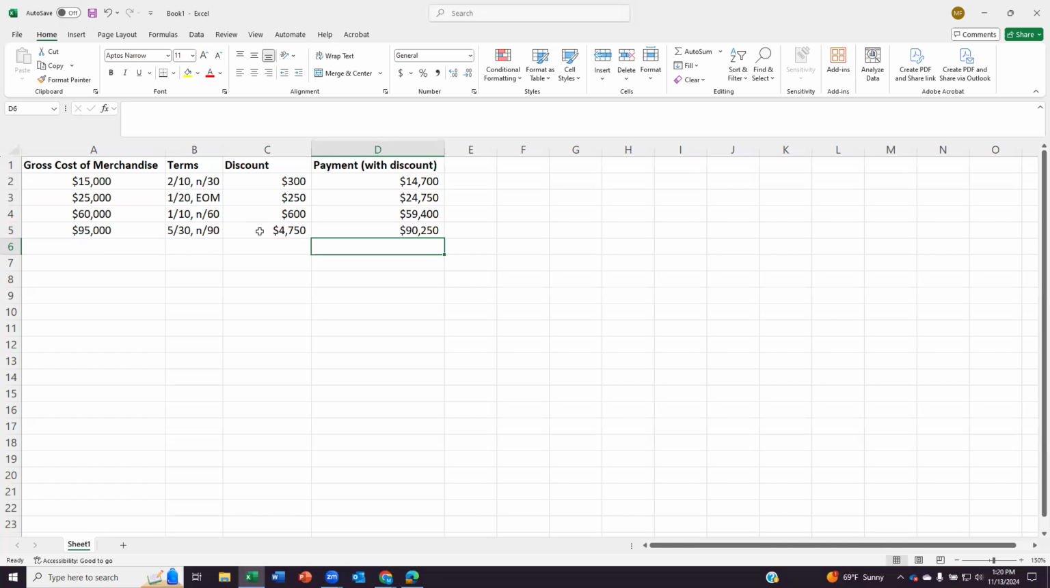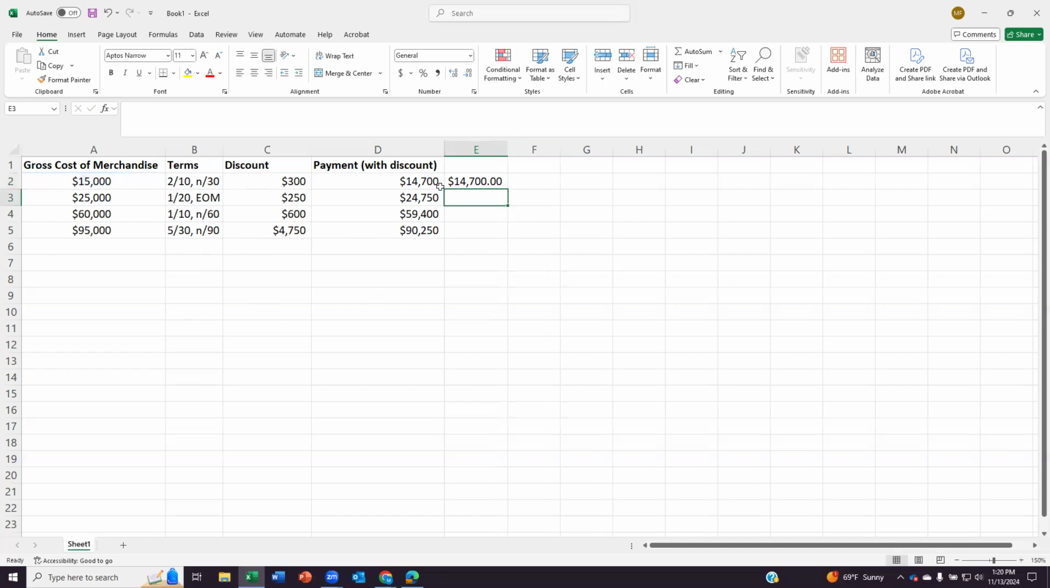So that's really it. Alternatively, if you wanted to skip this step of figuring out how much the discount is, I'll just do it here in this column. If there's a 2% discount, remember full price is 100%. So if we wanted to figure out just the payment amount without figuring out the discount and then subtracting it, we can also take the amount of the discount, so 2%. So I'll do 100% minus 2%, which is 98%. And so we could just say this equals 15,000 times 0.98. And that would come out the same. And so that's another alternative way of doing it.